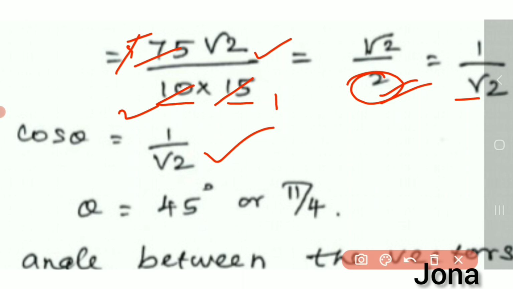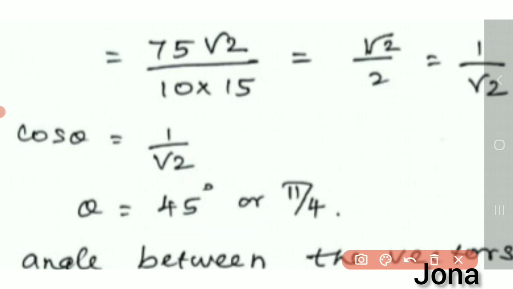Therefore theta equal to 45 degrees or pi by 4. This 45 degrees we can get from the trigonometric table. We have 30, 45, 60 values, isn't it? So which value is 1 by root 2 in cos? That is 45 degrees. So theta equal to 45. If you convert this into radians, that is pi by 4.